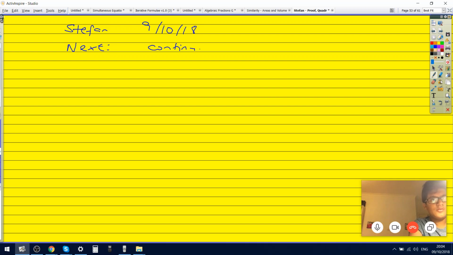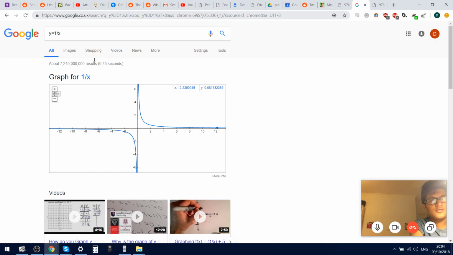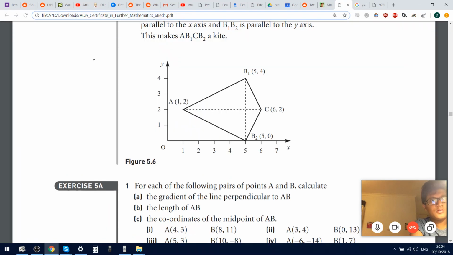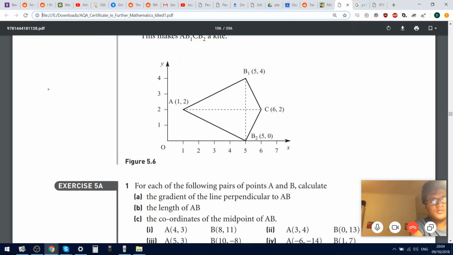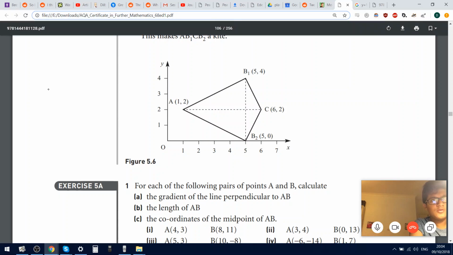Any questions from me in general? For further maths, about when do you think we'll finish the syllabus? Let me just check. So further maths, we're now in chapter 5. And there's 9 chapters in total. So we're at about the halfway mark, I think. Okay, that's good.